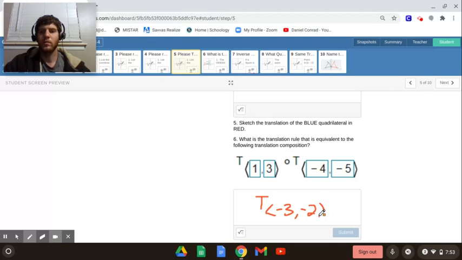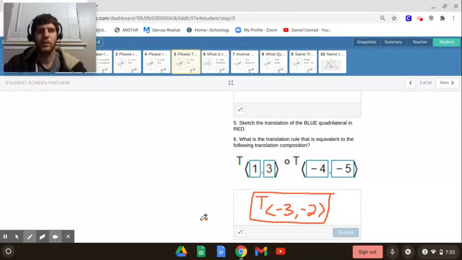You can also get this from counting here. So 1 plus negative 4 is going to be negative 3, and then 3 plus negative 5 is negative 2. If you go left 4 and then right 1, you've gone a total of left 3. If you go down 5 and then up 3, you've gone a total of just down 2. So there would be your translation: this composition of translations written as a single translation.